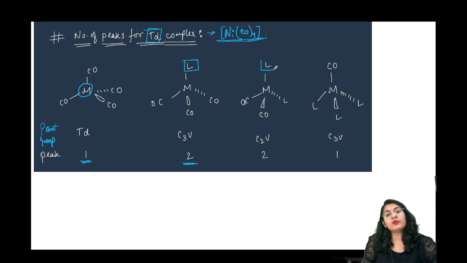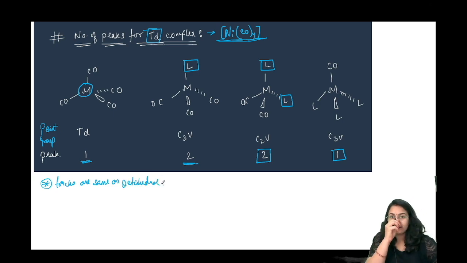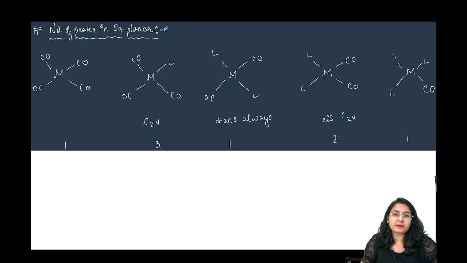Then we replace one more carbonyl with a ligand. The point group is C2V. For C2V the number of peaks is going to be equal to the number of carbonyls. So 2. Then we have replaced 3 of them and only one carbonyl remains. So only one peak will come, definitely. Now the shortcuts or the tricks are the same as octahedral. These tricks are the same as octahedral in the case of tetrahedral complex. Alright, let's move ahead. We talk about square planar.